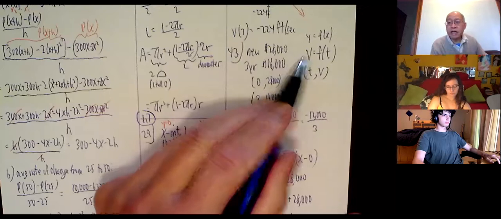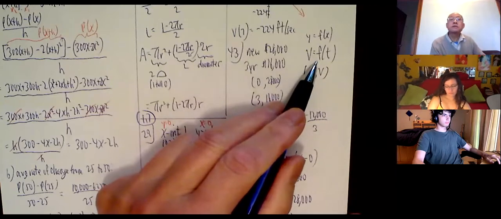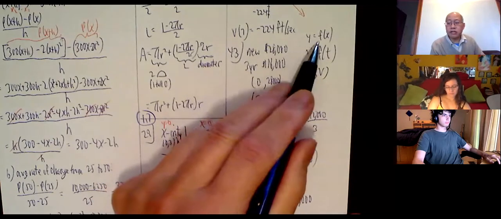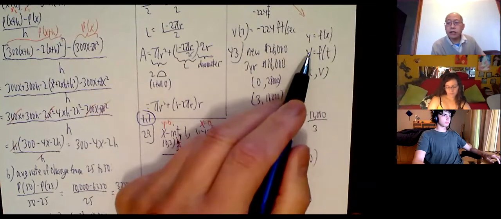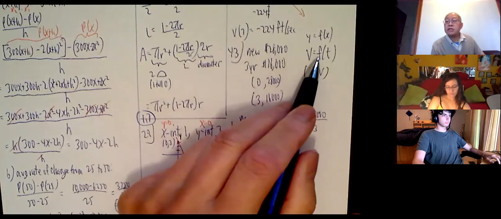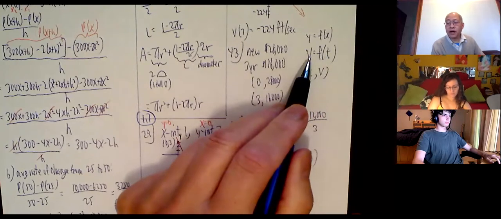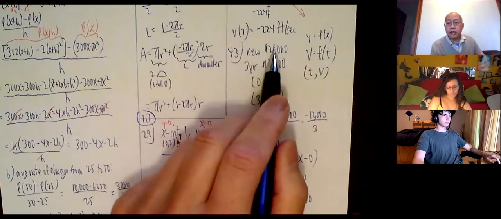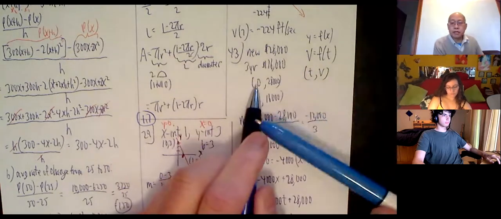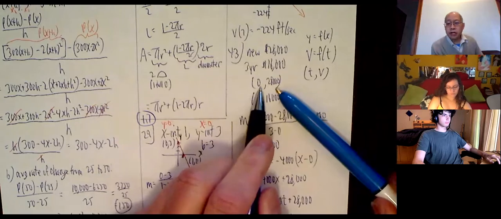They want V as a function of T. Okay? Think of it as Y equals a function of X. So T is like the X coordinate. V is like the Y coordinate. How do you know? Because they say so. They want value as a function of time. Okay, so time, value, new, 28,000. So as a point, I put (0, 28000).